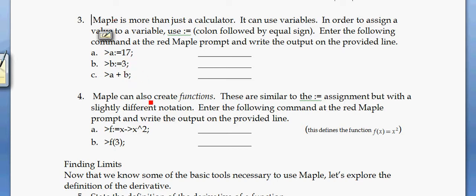But more importantly than that, it also can create functions. The same way we can assign the letter f to be the function that takes x, and this is supposed to look like an arrow, the notation is really like f takes x and it squares it, right? That's what it's trying to say. x goes to x squared. So if you then evaluate f of 3, it would tell you 9.